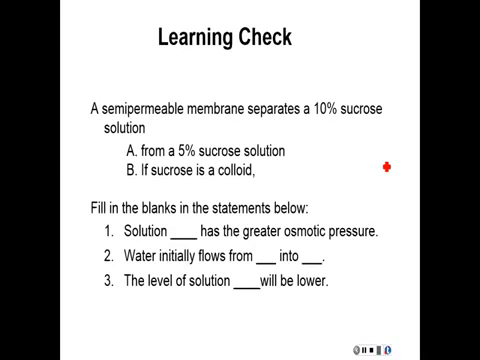All right, let's check out a question then about this stuff. A semipermeable membrane separates a 10% sugar solution from a 5% sugar solution, if sucrose is a colloid. All right, so fill in the blanks. 1, Solution A, or is it solution B, has a greater osmotic pressure? 2, water flows initially from which one? And 3, the level of solution of which one will be lower? All right.